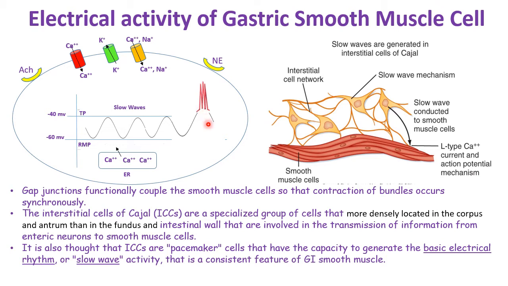So again, the electrical activity of the smooth muscles is affected by the activity of the interstitial cells of Cajal. These interstitial cells of Cajal are known as the pacemaker cells that have the capacity to generate the basic electrical rhythm or the slow wave activity.